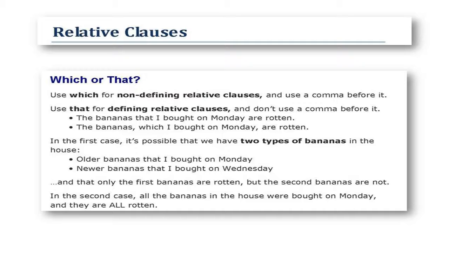In the first case, it's possible that we have 2 types of bananas in the house. Older bananas that I bought on Monday and newer bananas that I bought on Wednesday, and that only the first bananas are rotten, but the second bananas are not. In the second case, all the bananas in the house were bought on Monday, and they are all rotten.